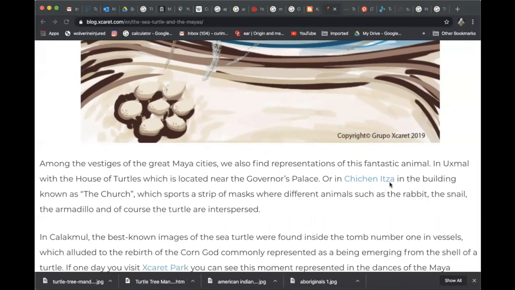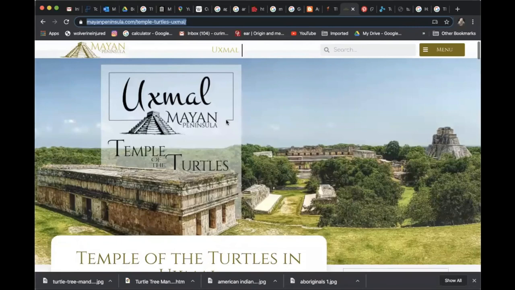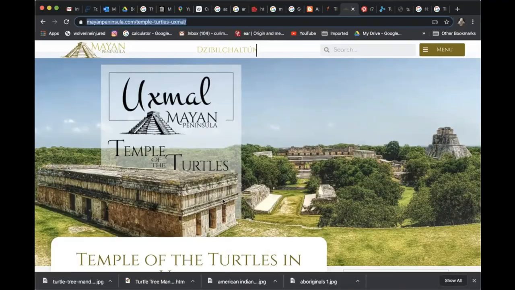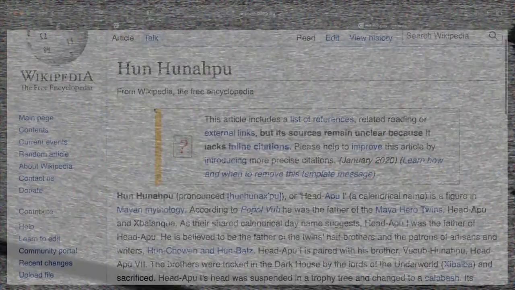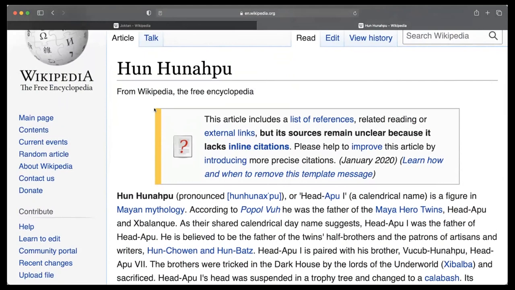So it says Uxmal, right? The Temple of the Turtles, all right? Look at that. Temple of the Turtles. All right, so now real quick, we're talking about Hunahpu, right? He came out of the turtle, right? Part of the creation story, the corn, he came up as corn, right? Just like Osiris, just like almost Quetzalcoatl.